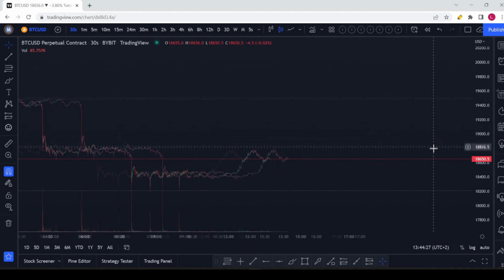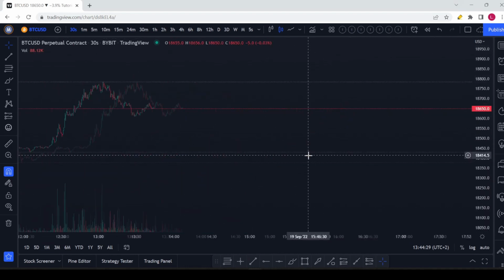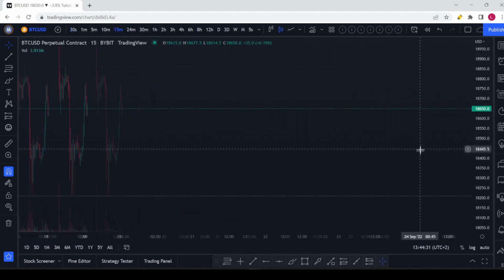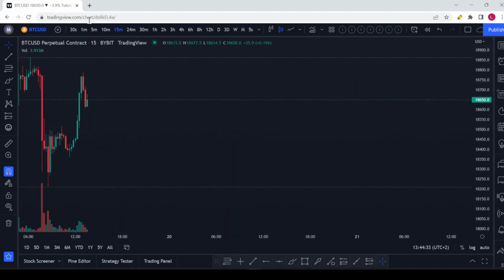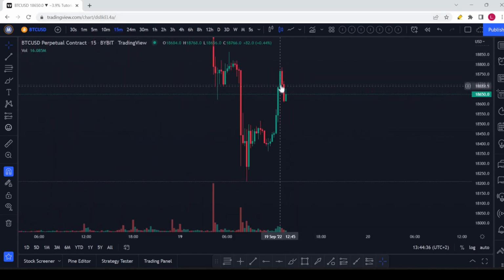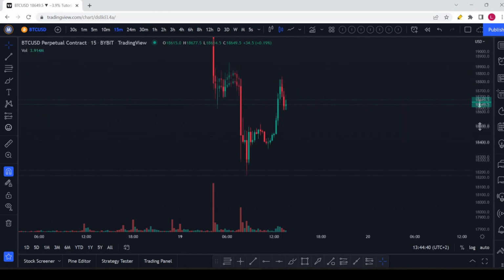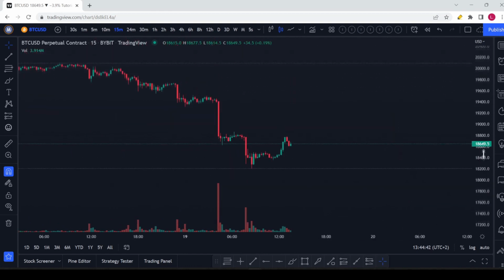And as I mentioned also in a previous tutorial, each candle represents the time frame that you have selected. So now I have the 15 minutes chart selected, so that means that each candle represents 15 minutes. So that was everything I want to explain in this tutorial.